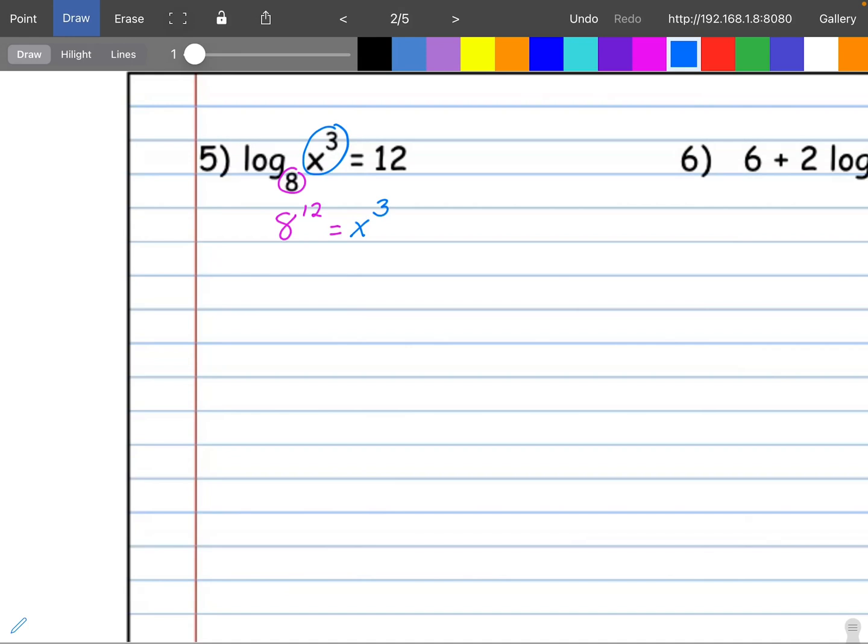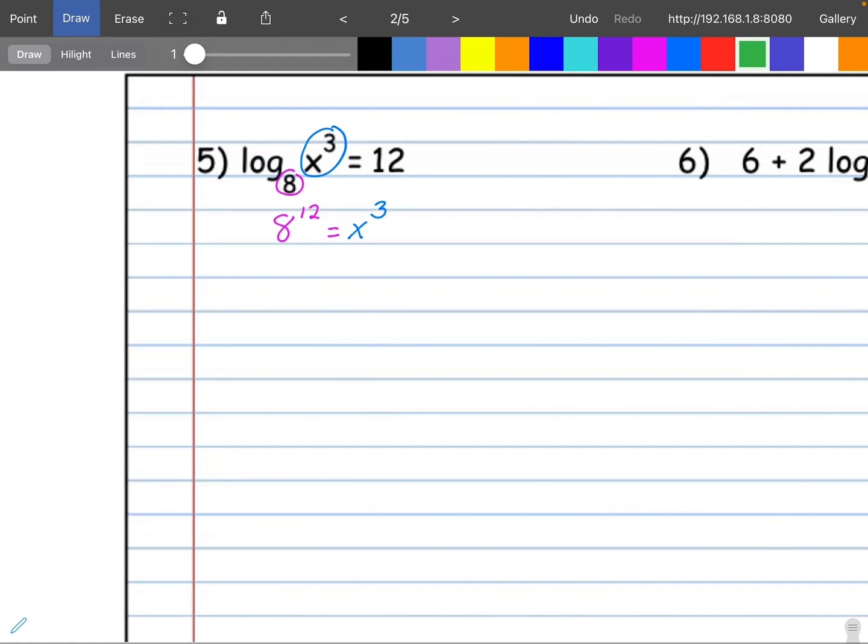Okay, so how do I get x by itself at this point? Well, I have x to the third power, and in order to uncube something, I'm going to cube root, which means I have to do the cube root on the other side as well. So on the right side, that's going to leave me with just x. However, on the left side, that's going to give me a fraction exponent. Remember, radicals can always be written as fraction exponents.